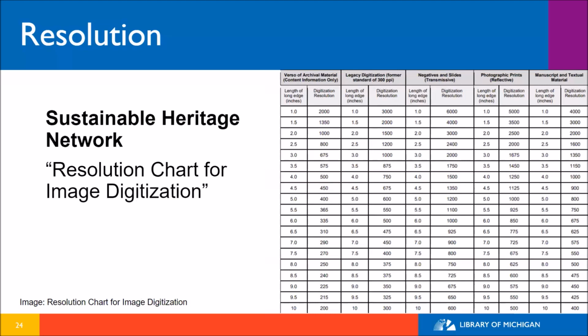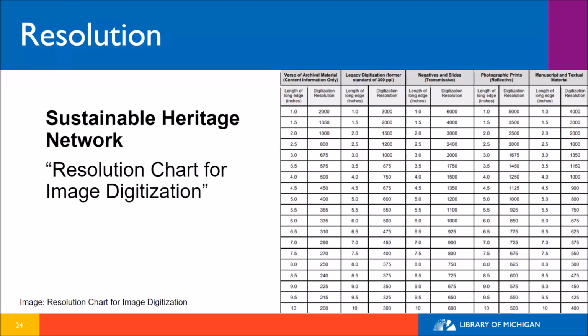The other resource I wanted to mention was the Sustainable Heritage Network's very helpful resolution chart for image digitization. So this is something that can easily just be printed out and hung up where your scanning station is as a quick reference. You can easily identify the appropriate resolution using this by selecting your original format by the type along the top, measuring the long edge of the material you'll be digitizing, and then using the chart to identify the corresponding resolution for that material at that length.